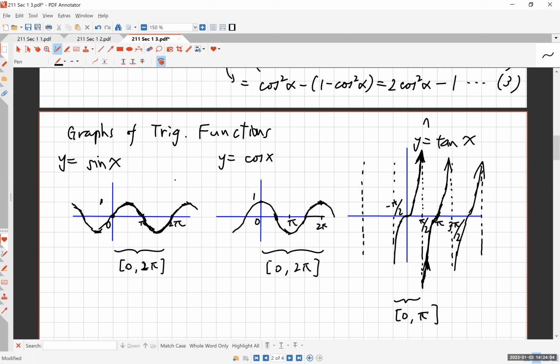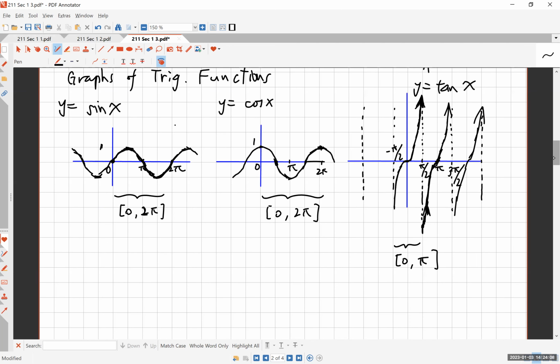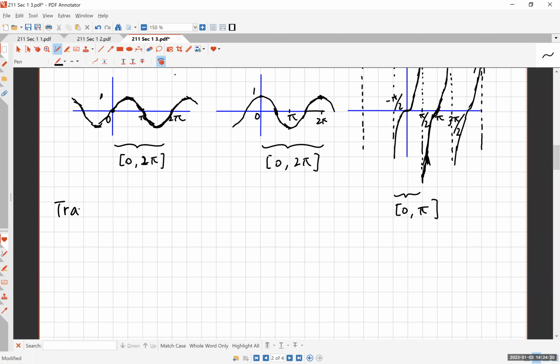And so, by the way, when we define inverse functions, which we talk about later in this chapter, we have to have a one-to-one function. So we have to restrict domains in different ways. Okay, now I would like to do maybe one or two transformation problems.